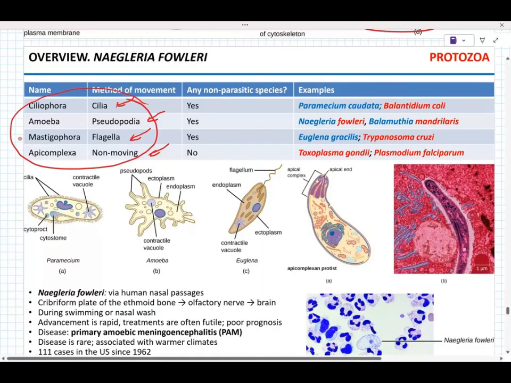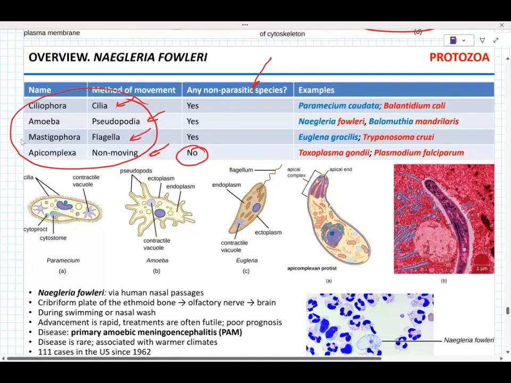Now, if you look at the third column in this table, only the Apicomplexa group has no species that live independently. All of them are parasitic. And that is exactly because they can't move. If you can't move, you can't chase food. You have to have food around you.